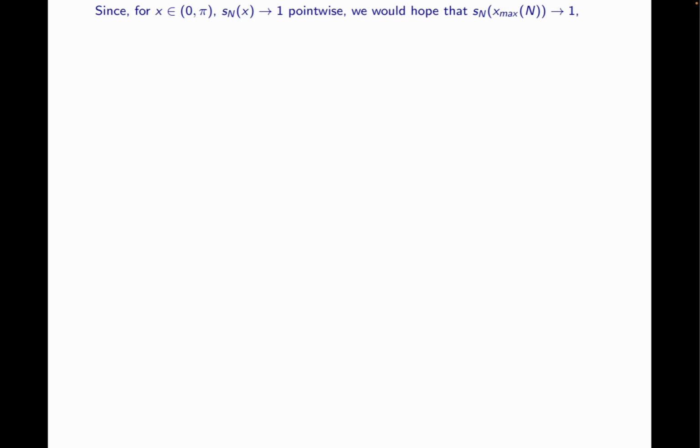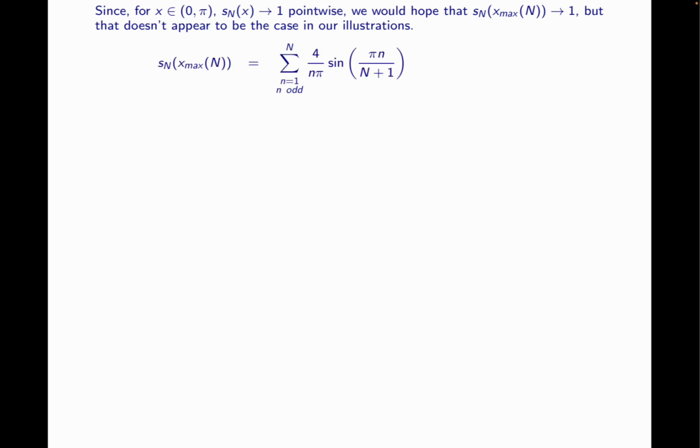And so we'd hope that Sn of x max would also converge to 1. But that doesn't appear to be the case in our illustrations. We see that the wiggles don't seem to die down at all. So let's analyze this. Well, the partial sum of the Fourier series evaluated at its maximal point is exactly this expression here.